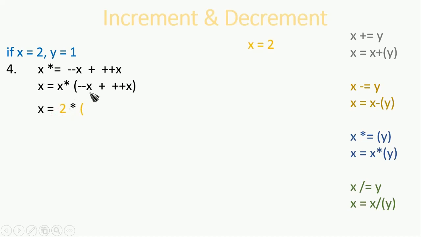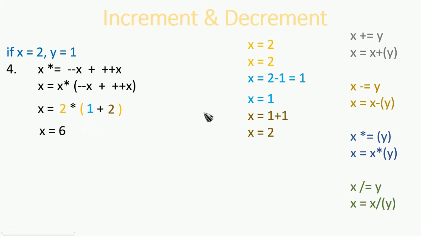Pre-decrement means decrease the value then store it. --x becomes 2 minus 1 is 1, plus ++x. The value of x is 1 here at last. So plus plus is pre, so again we are adding 1, it becomes 2, substituting the value 2. So here 1 plus 2 we are evaluating first, it becomes 3 and then multiplied by 6.